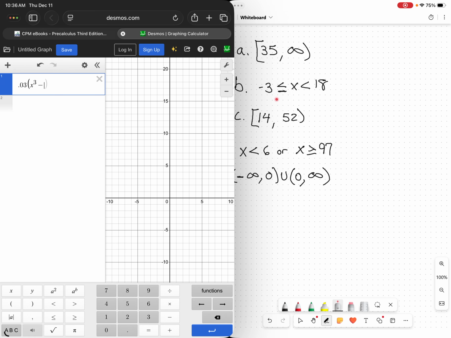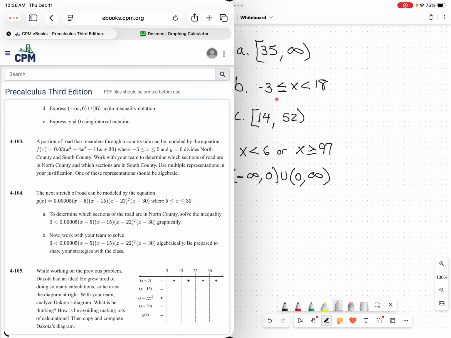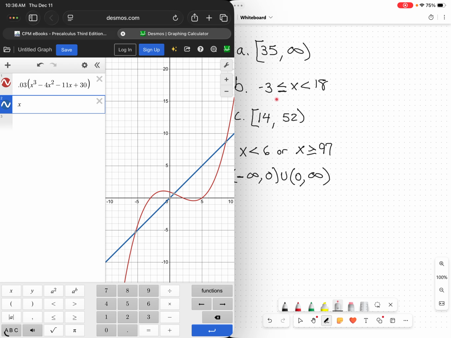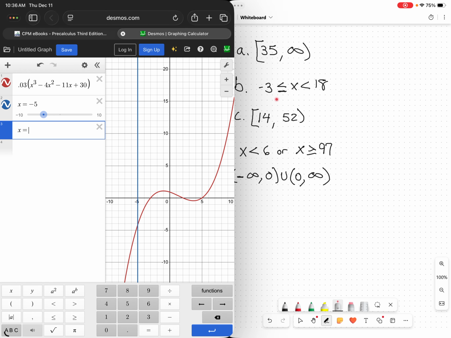And then it was minus 4x squared minus 11x plus 30. Okay, and so if we look here, x is greater than negative 5, and then x is less than 5, that's our bounds, right? And then we had that y equals 0 divides north and south.